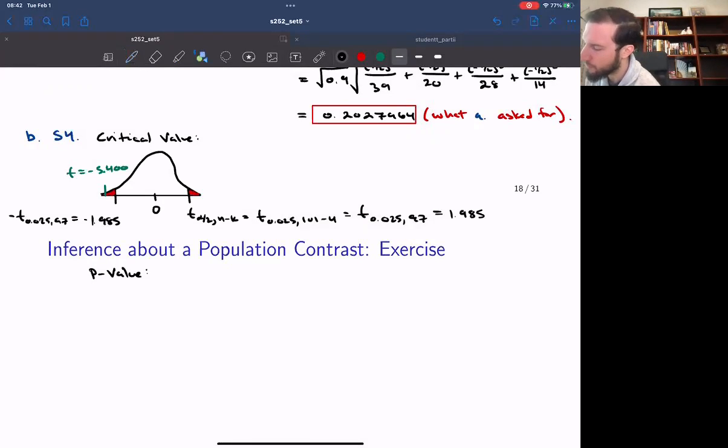Okay, if we took the p-value approach, it's the same idea. We start by sketching out our curve.